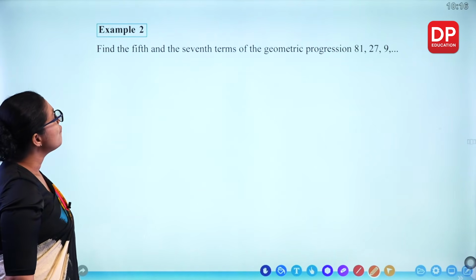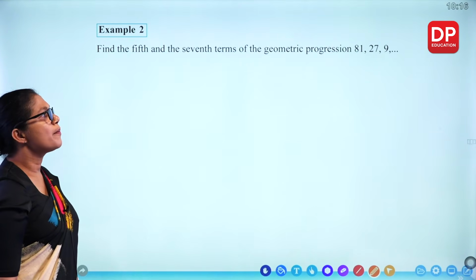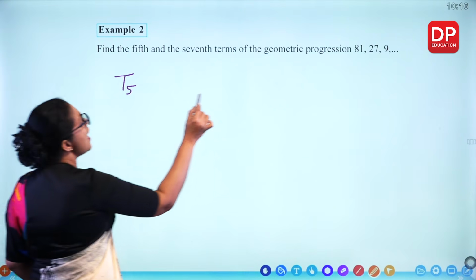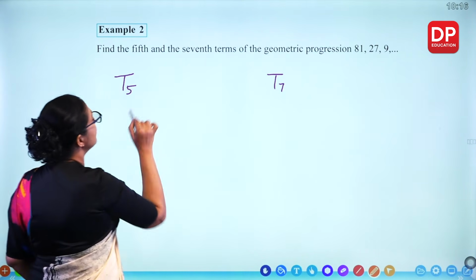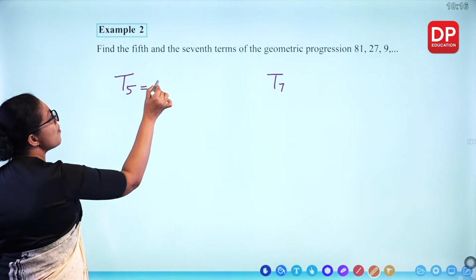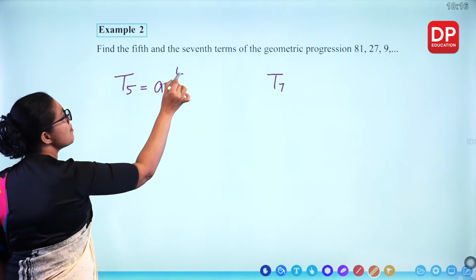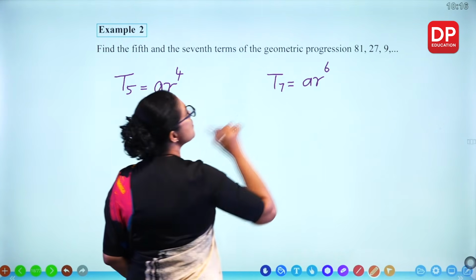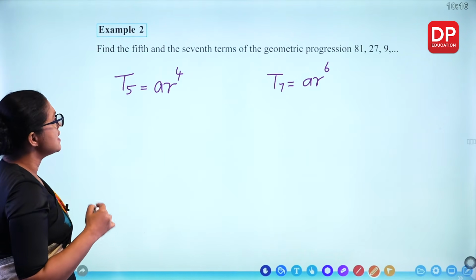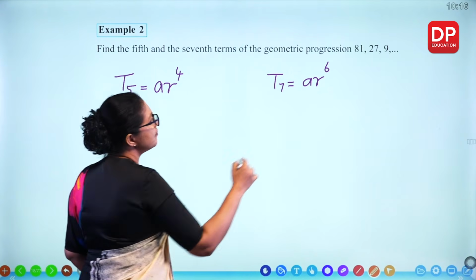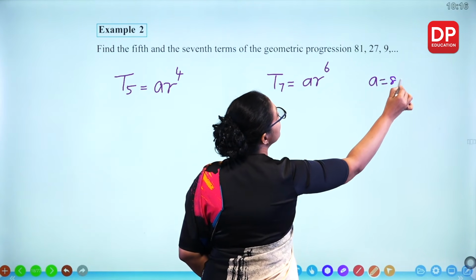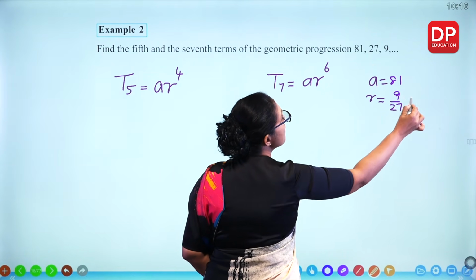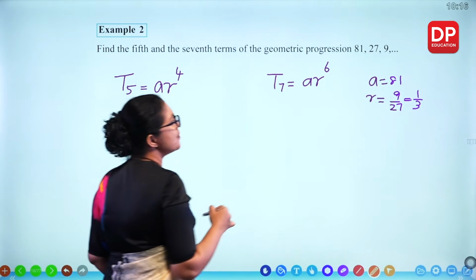Example number 2. Find the 5th and 7th terms of the geometric progression. So we need to find out T5 as well as T7. If this is T5, what's the formula? AR to the power 5 minus 1 becomes 4. If this is T7, AR to the power 7 minus 1 is 6. What is A? A is 81. What's R? We'll take these two. 9 divided by 27. 9 times 3, that's 1/3.